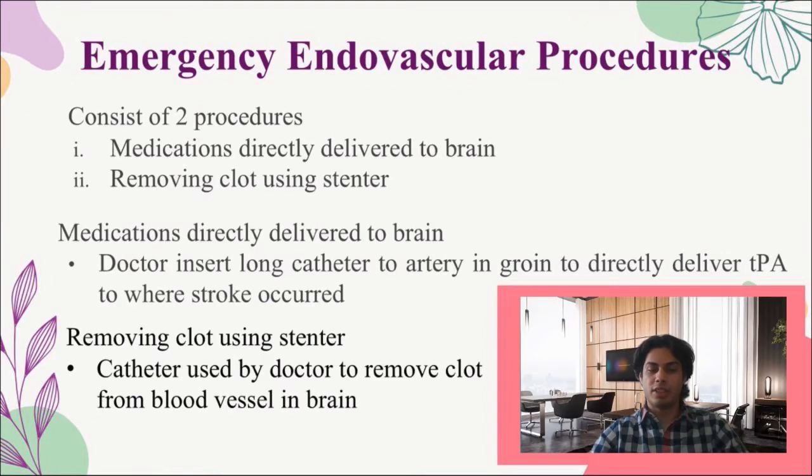However, with emergency endovascular procedures, there are two procedures required. First are medications which are delivered directly to the brain, and secondly, removing the clot with a stent retriever. For the procedure where medications are directly delivered to the brain, the doctor usually inserts a long thin catheter through an artery located in the groin and guides it to the brain of the patient in order to directly deliver TPA to where the stroke occurred.